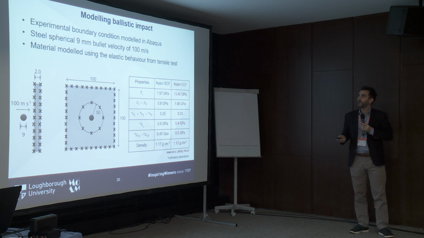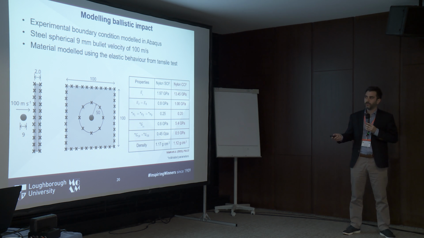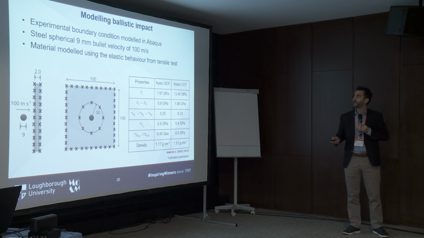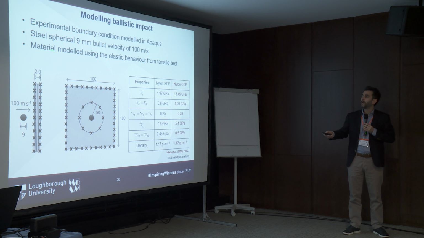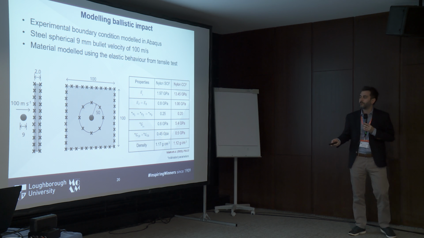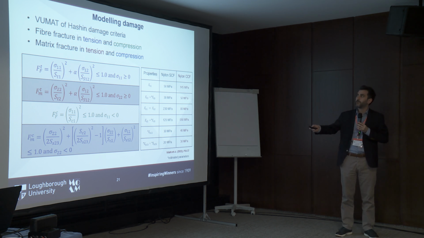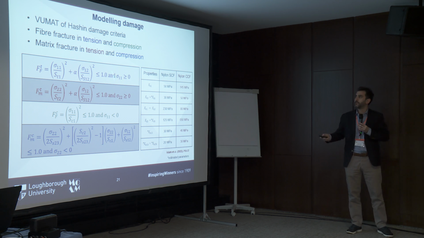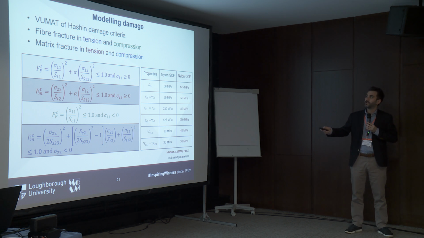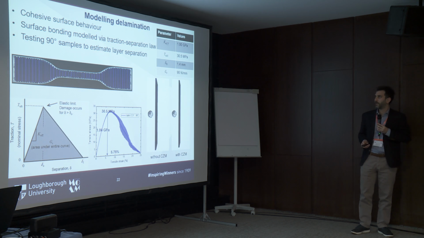A bit of modeling. Again, this is ongoing work, so we replicate this with commercial software, Abaqus namely. We have a steel spherical projectile. We have the elastic properties, which are listed here. A few are estimated as well because we're lacking this information. And we have prepared a user subroutine, a VUMAT in Abaqus, incorporating the Hashin damage criteria. These are listed here. Fiber fracture, tension and compression in blue and green. Matrix fracture, again, with the parameters listed on the right of the slide.